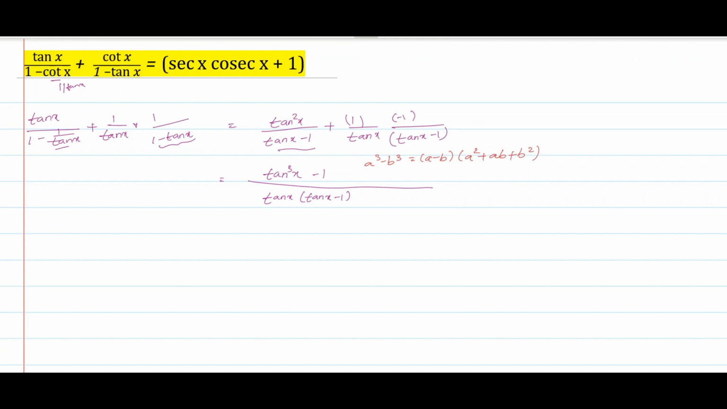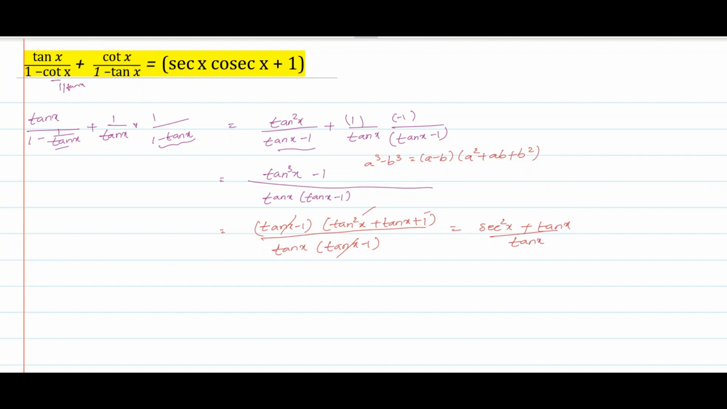So considering that in place of a we have tan x, so it is (tan x minus 1) into (tan square x plus tan x plus 1) upon tan x into (tan x minus 1). From numerator and denominator, we can cancel out this tan x minus 1. And here tan square x plus 1 can be written as secant square x. And then we have tan x as it is. From the denominator, we have tan x.